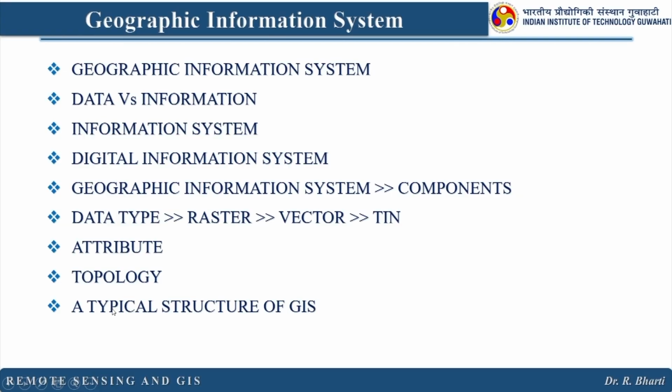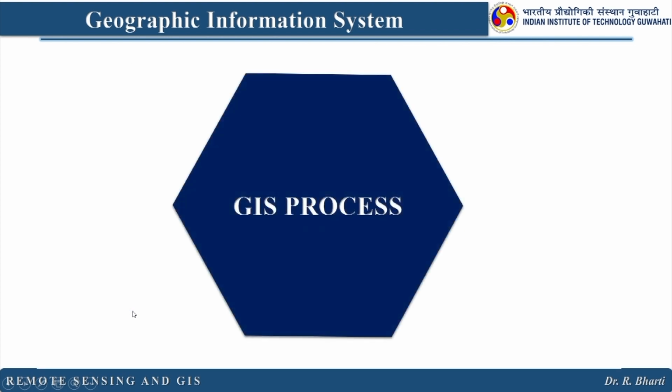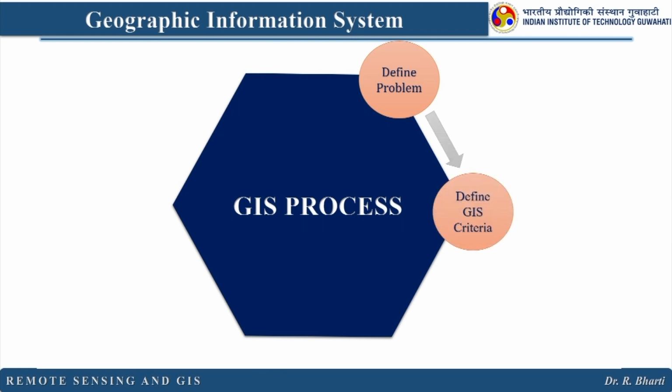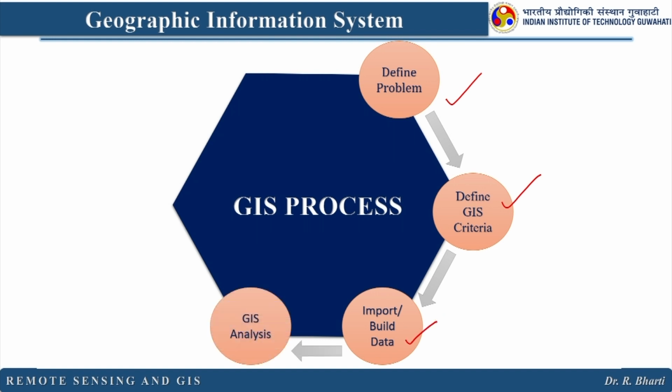A typical GIS structure was also discussed in the previous lecture, where I have shown you a flow chart like this. In GIS, basically we start this flow by defining the problem. So the first step will be to define your problem, then define GIS criteria which can help you to achieve this particular objective, right. And then third will be to import or build data, and that will be from different sources. GIS analysis, because you have already defined the criteria, so here you will perform the analysis, and at this stage you will receive your output or the result.